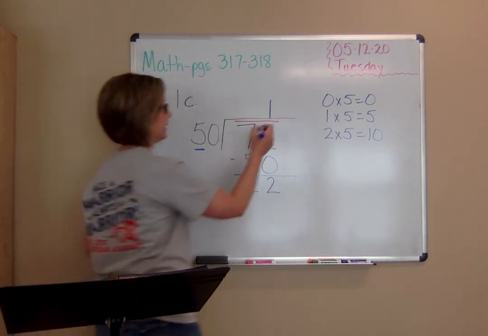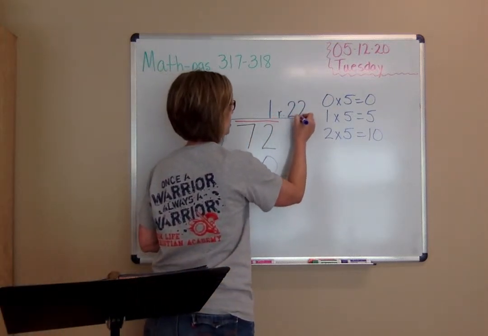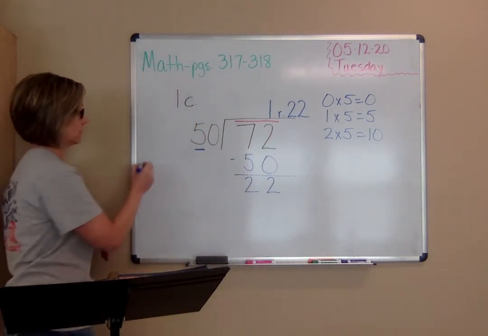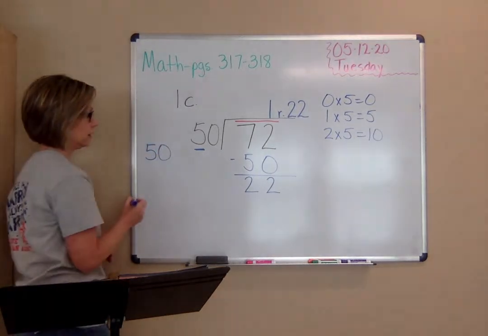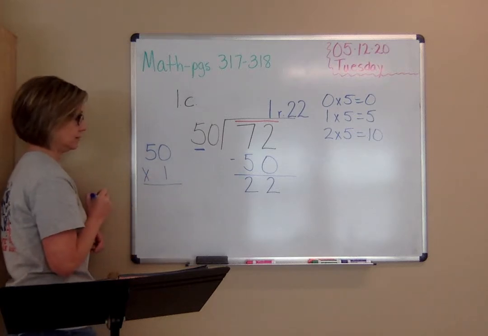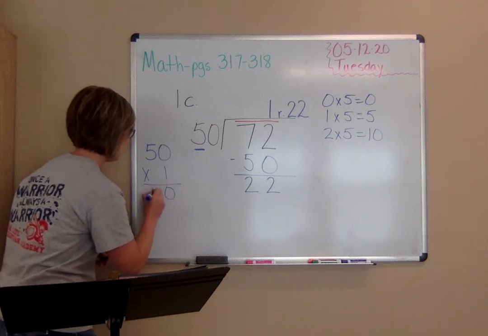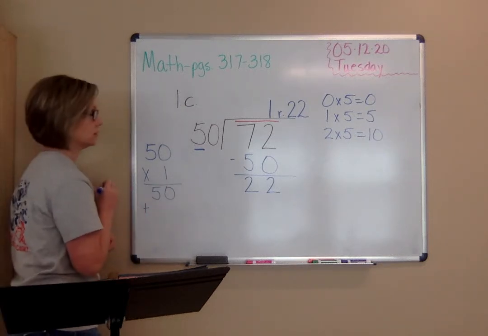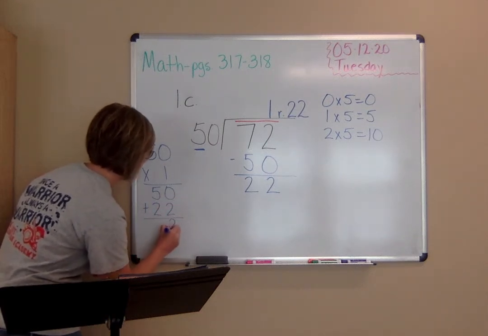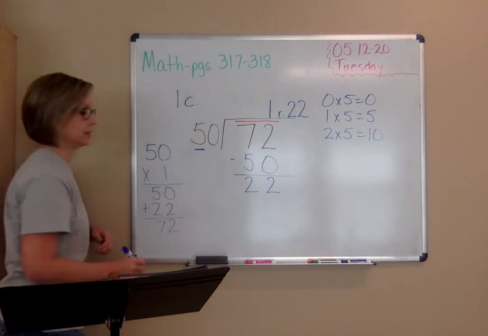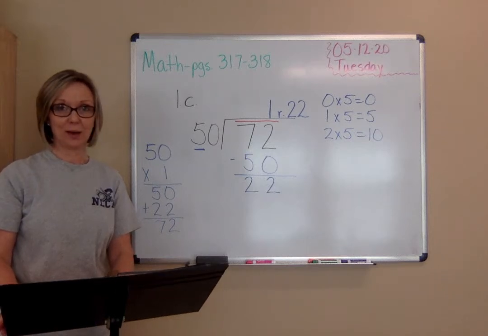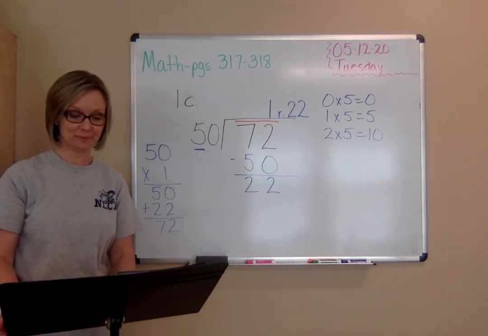So you have 1 remainder 22. Now let's check it. 50, go to your check. 50, just like normal, times 1 is 50, right? And then what's our remainder? 22. 0 plus 2 equals 2. 5 plus 2 equals 7. Look at that, 72. Wow. Pretty interesting, huh?